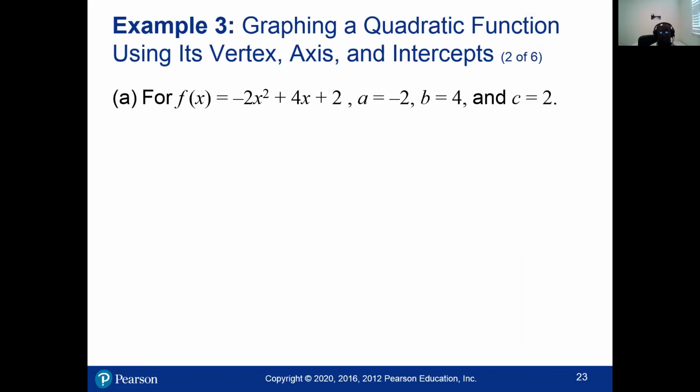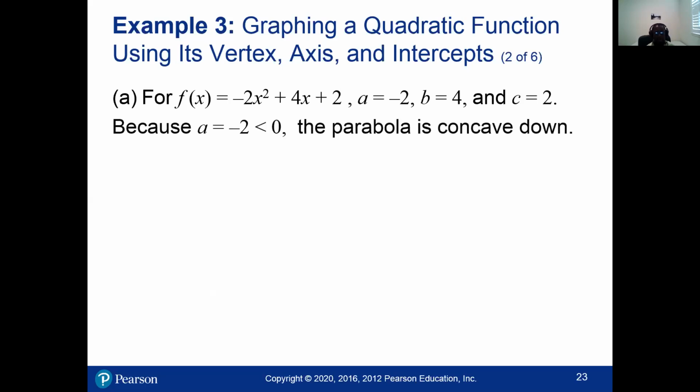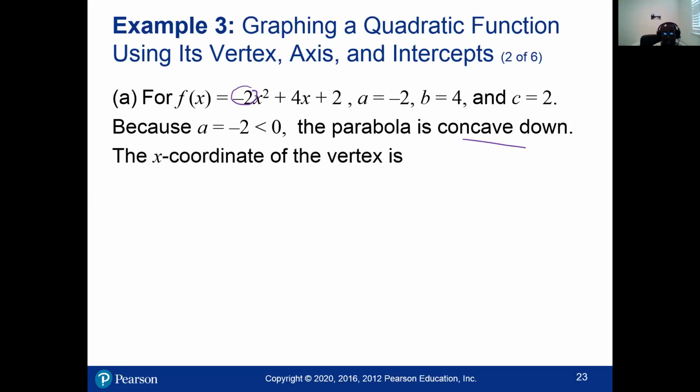This is our function. f of x is equal to negative 2x squared plus 4x plus 2. So a is negative 2, b is 4, and c is 2. Now, is it going to be concave up or concave down? It depends on your a. Your a is negative, so it's going to be concave down.